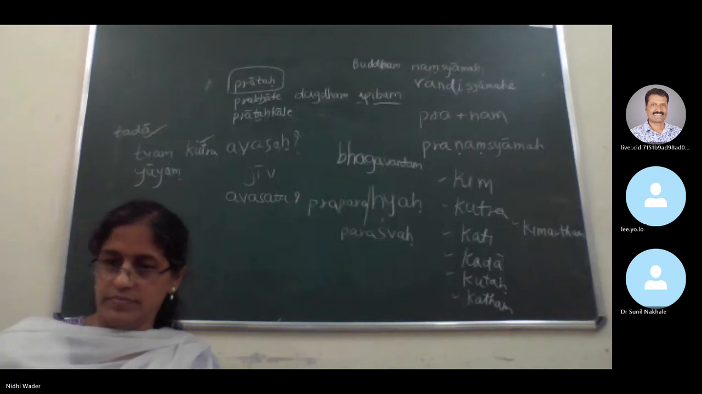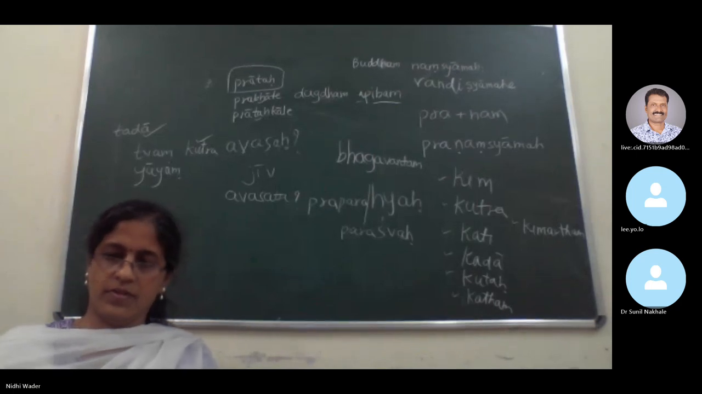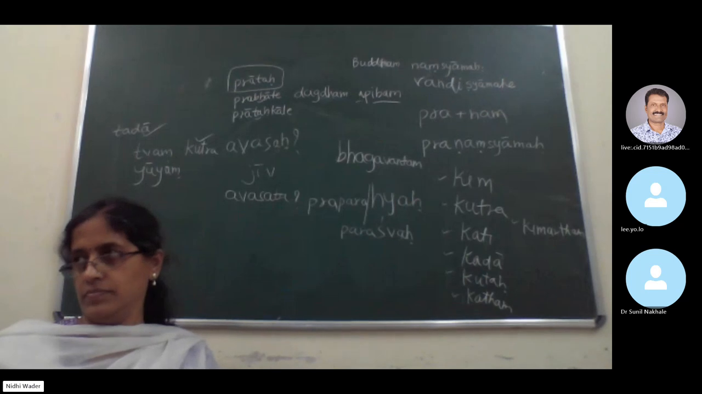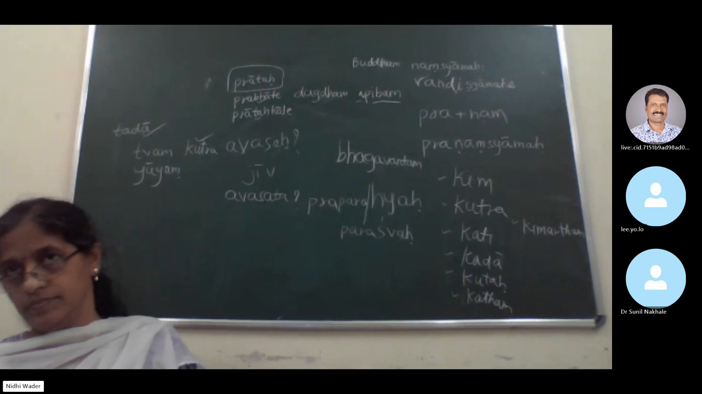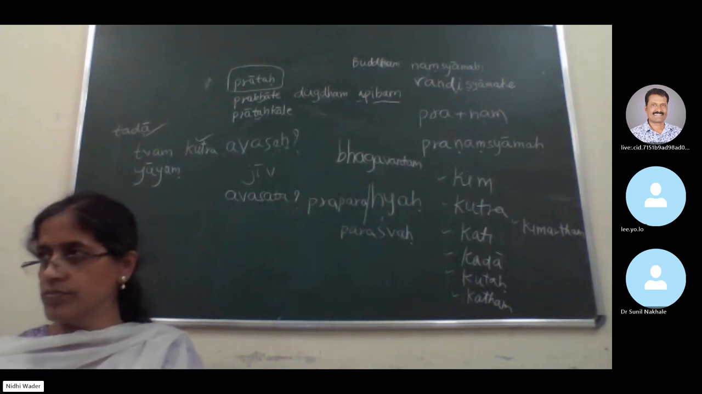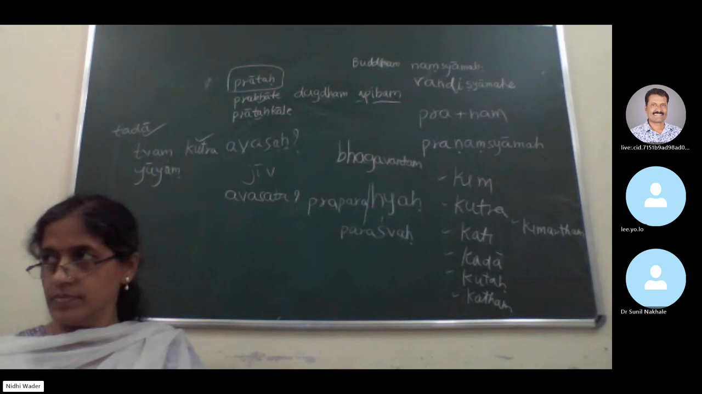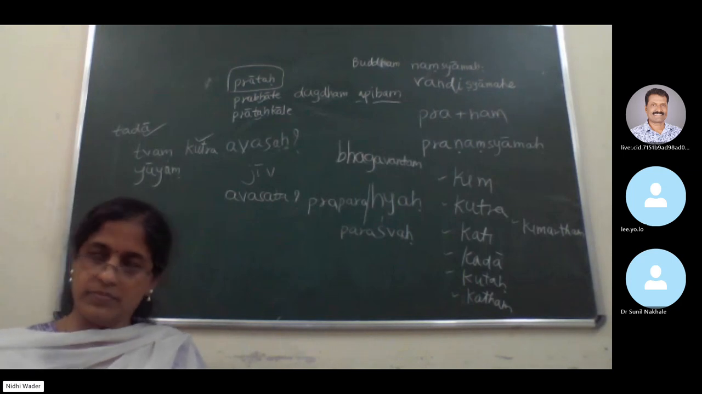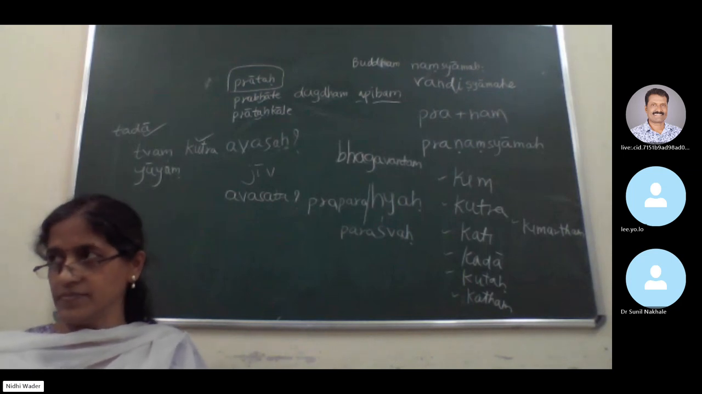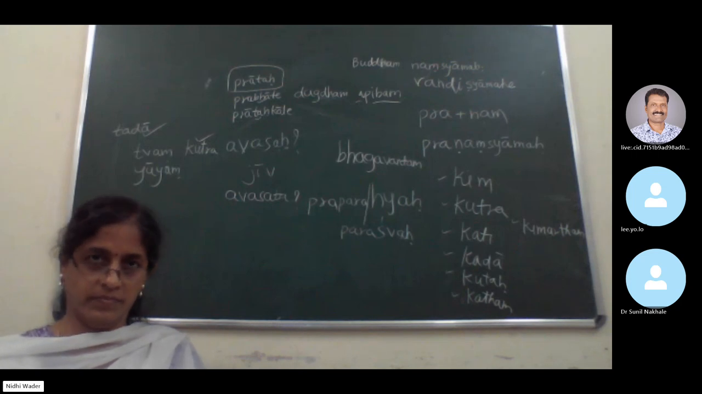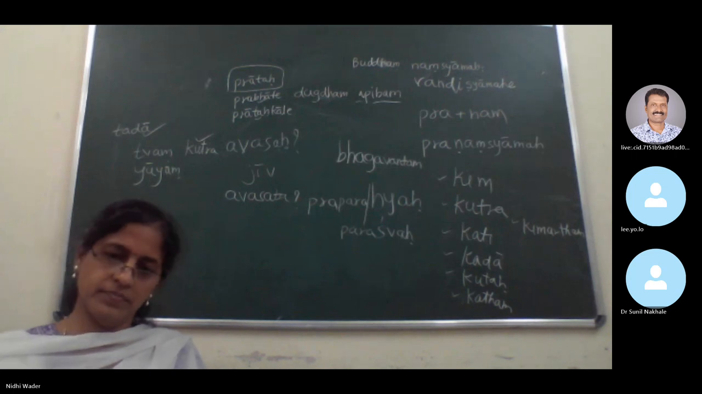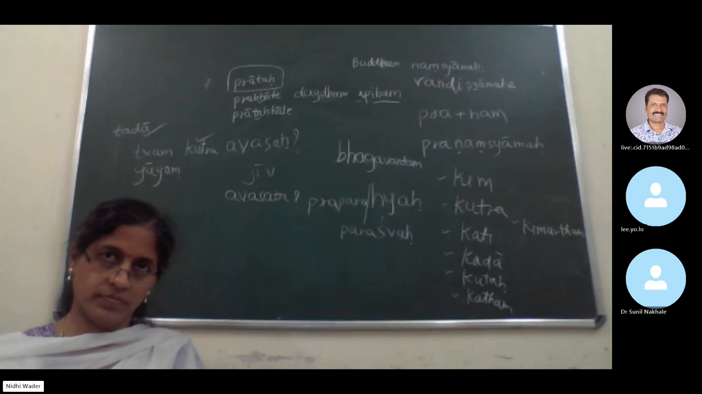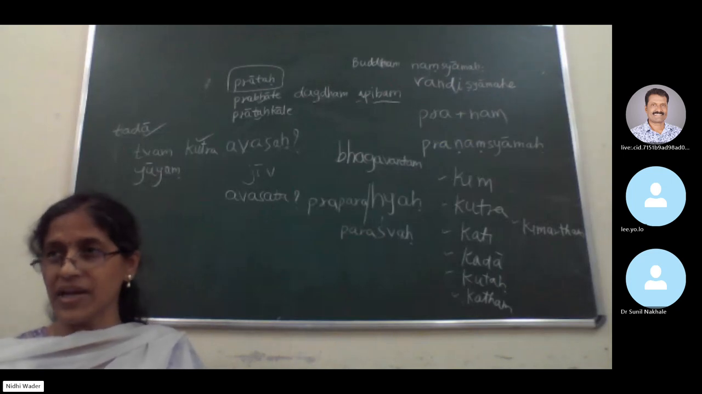How many? When? Kutaha is from where? How? Why? All WH questions. Kati, in Marathi kiti? How many? Kati always will have a number as the answer.